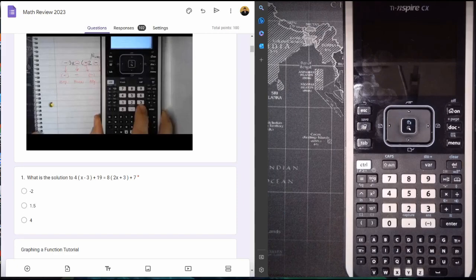In this video, we're looking at a situation where a student has a problem to solve. Notice here we have a linear equation, and it says, what is the solution to 4(x minus 3) plus 19 is equal to 8(2x plus 3) plus 7. So we have this right here. It has three answer choices, and they might run into something like this on a STAAR test or in a quiz you give them.